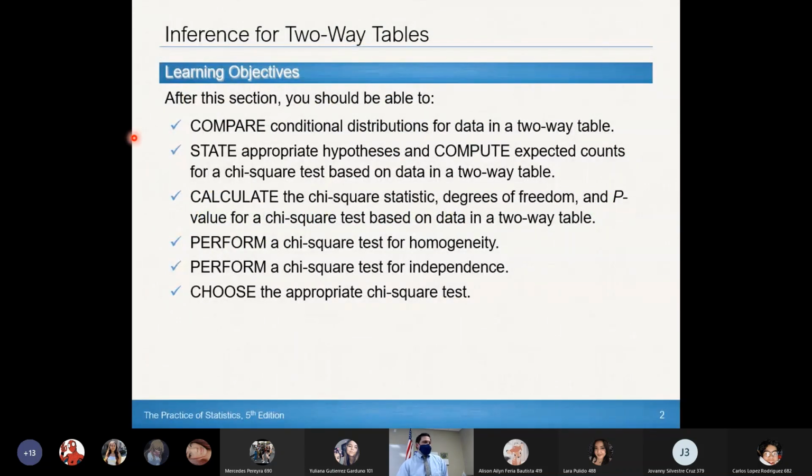Here's what we're going to work on today. We have the first one, compare conditional distributions for data in a two-way table, state appropriate hypotheses, and compute expected counts for chi-square tests based on data in a two-way table. We need to be able to calculate the chi-square statistic, degrees of freedom, and p-value for a chi-square test based on data in a two-way table. Perform a chi-square test for homogeneity, perform a chi-square test for independence, and choose the appropriate chi-square test for a given situation.